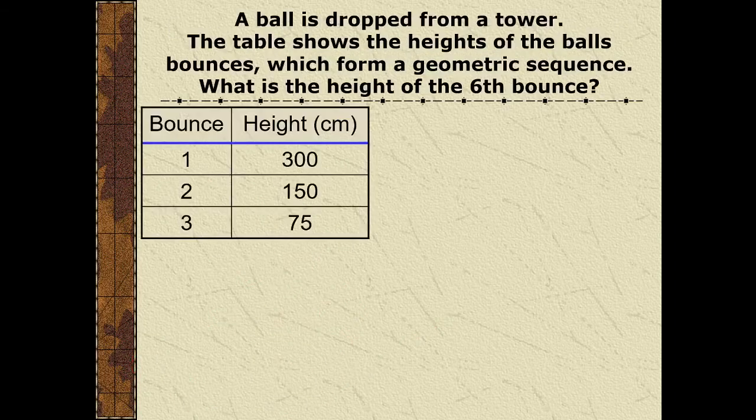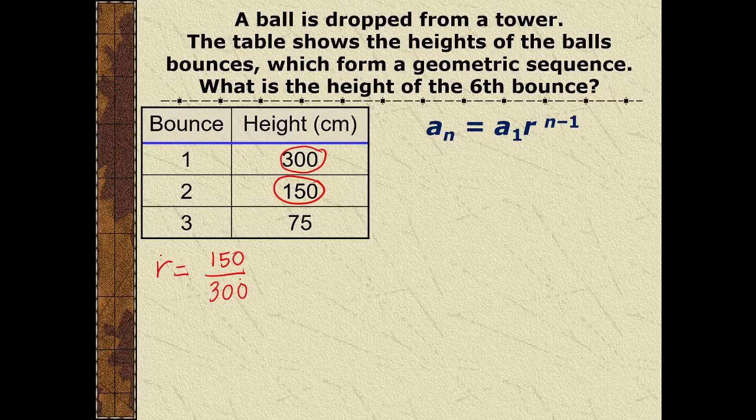Okay, let's continue. Now this time, let's have a word problem. Okay? So a ball is dropped from a tower. The table shows the heights of the ball's bounces, which form a geometric sequence. So take note, it keeps getting smaller. Therefore, expect this is a fraction or a decimal number. So, to get the common ratio, the formula is this. To get the common ratio, it's so simple. 150 divided by 300. What is 150 divided by 300? 0.5. Okay, this is your R. Take note of that. And what is the first term? 300.